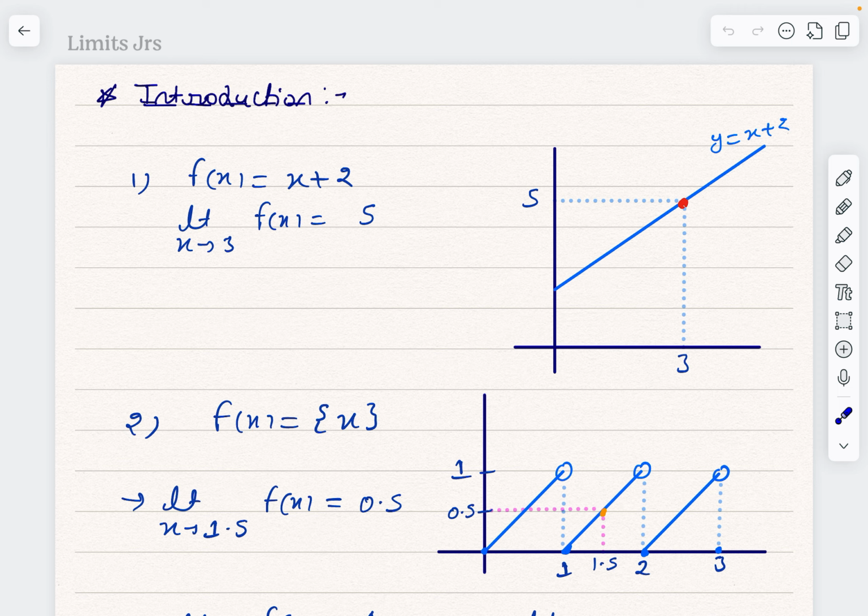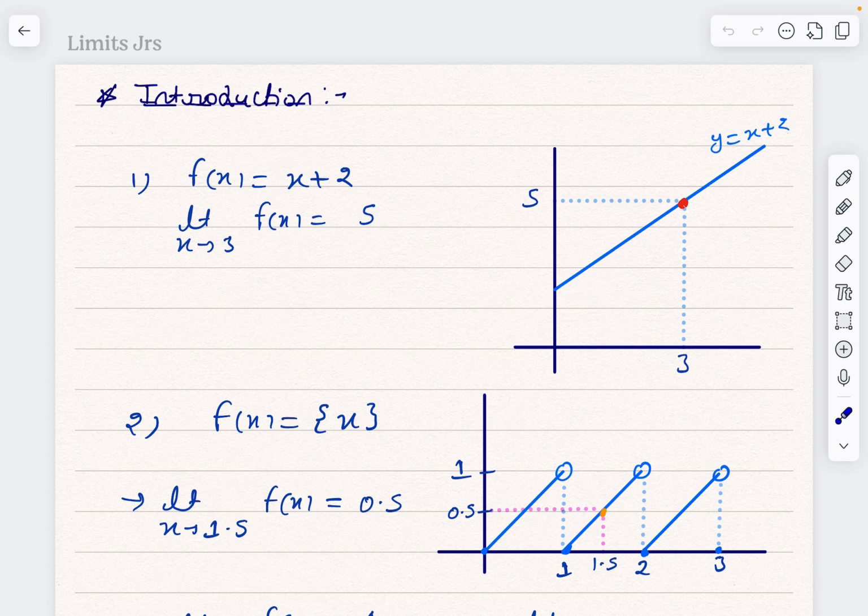If you don't know this, you'll have to go through your foundation where we discuss greatest integer and fractional part. You can look into that. Now, say they ask me to find the limit as x tends to 1.5 of f of x. You can see here, if x tends to 1.5, the value of the function will be approximately 0.5. So we can easily say when x approaches 1.5, the value of the function approaches 0.5.